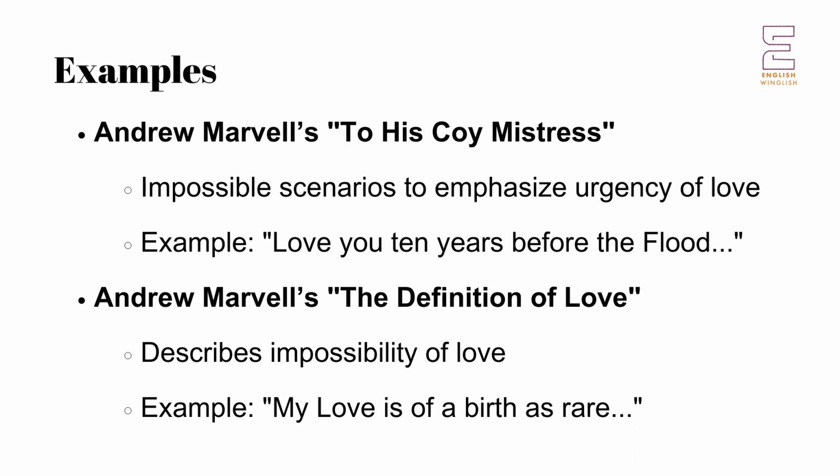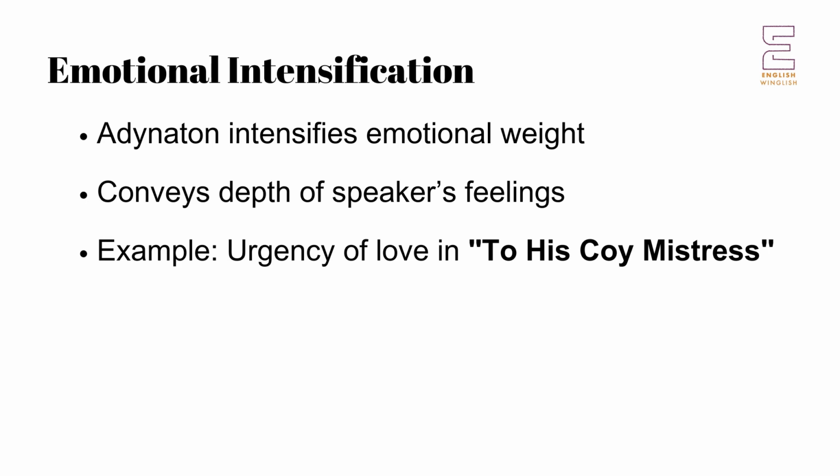The Definition of Love by Andrew Marvell. Another example from Marvell's work is found in The Definition of Love, where he uses Adynaton to describe the impossibility of his love. "My love is of a birth as rare as it is for object strange and high. It was begotten by despair upon impossibility." In these lines, Marvell personifies despair and impossibility as the parents of his love, highlighting the unattainable and paradoxical nature of his emotions. Significance of Adynaton.